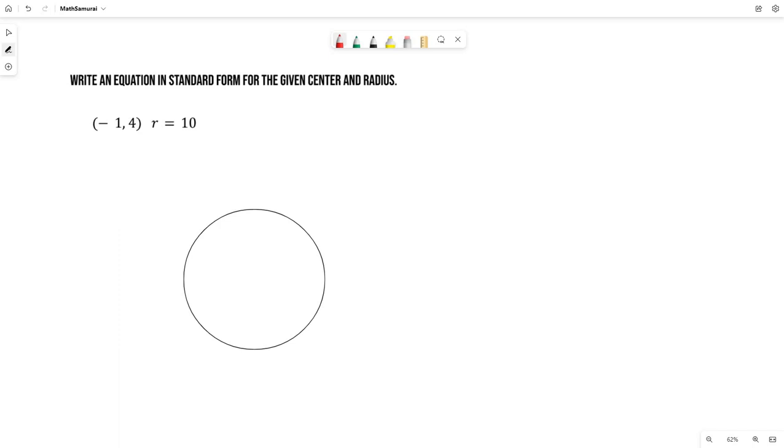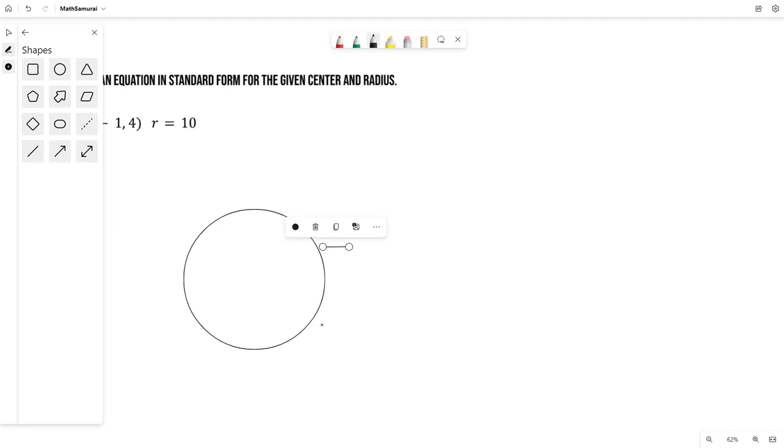Oh, well. But anyway. So, write an equation in standard form for the given center and radius. And let's see how nifty I can get with this thing. Radius. Instant radius. We have created a radius just for you. Look at that. And I can get it right in the center. That looks pretty close. Lock it. Okay. Lock and load. All right, we're good.